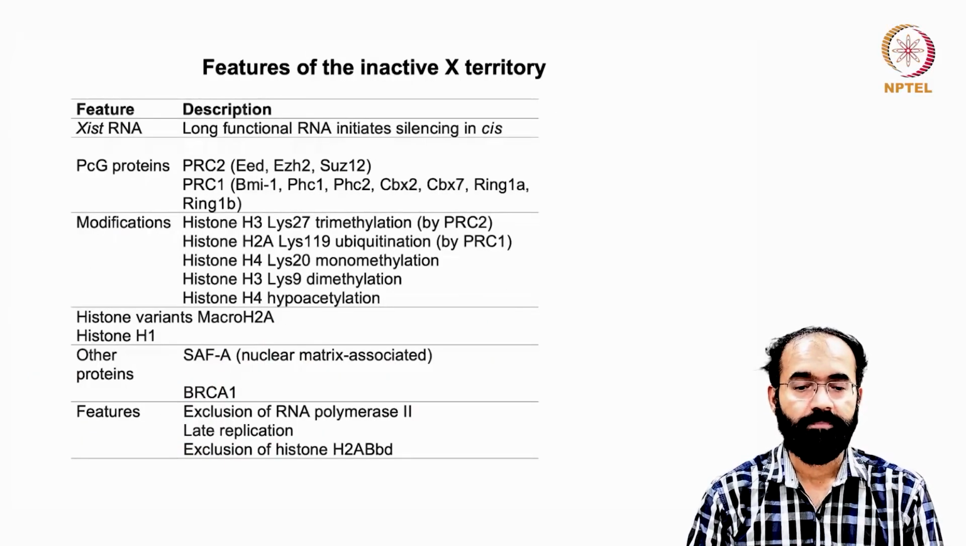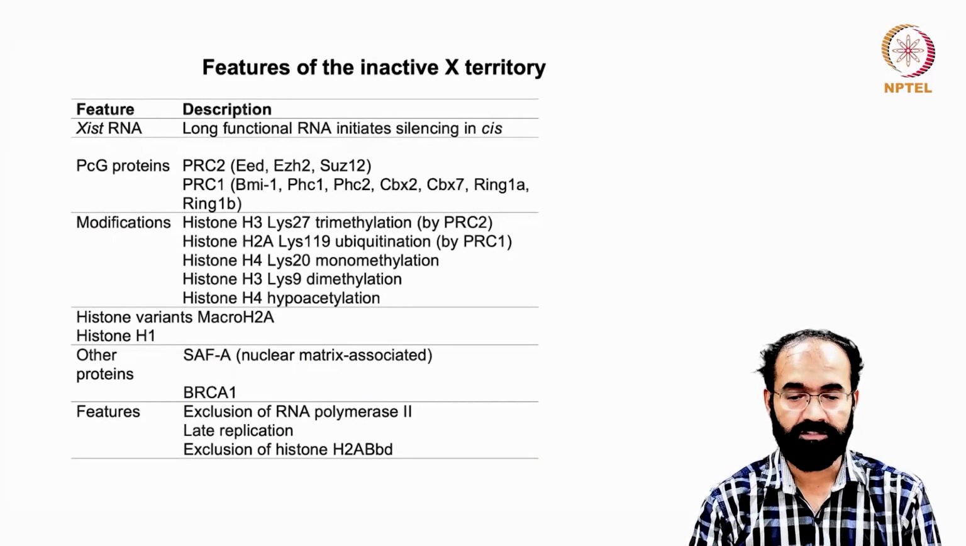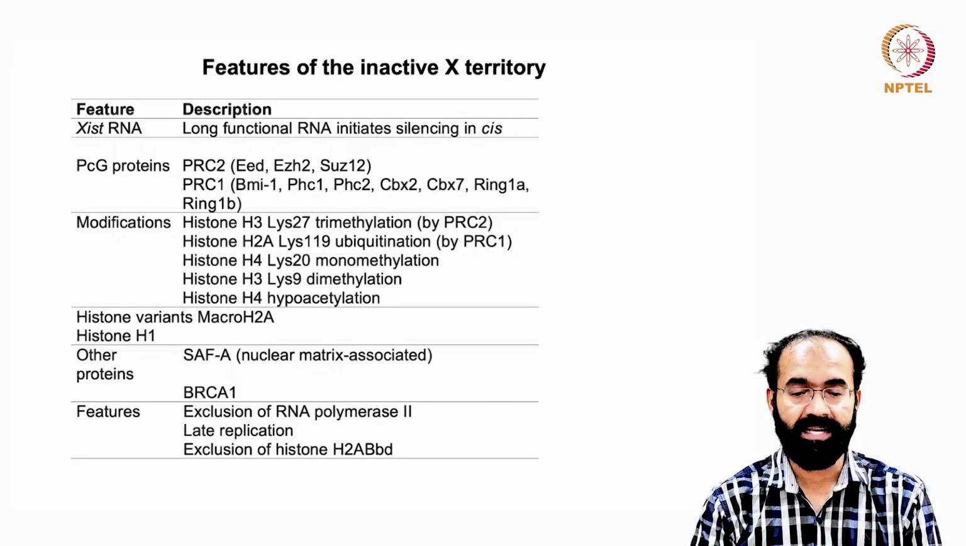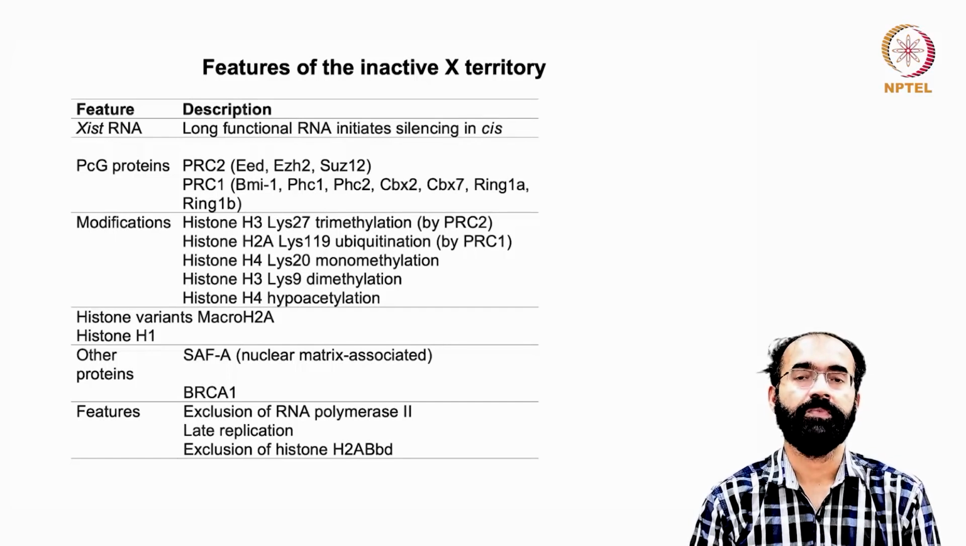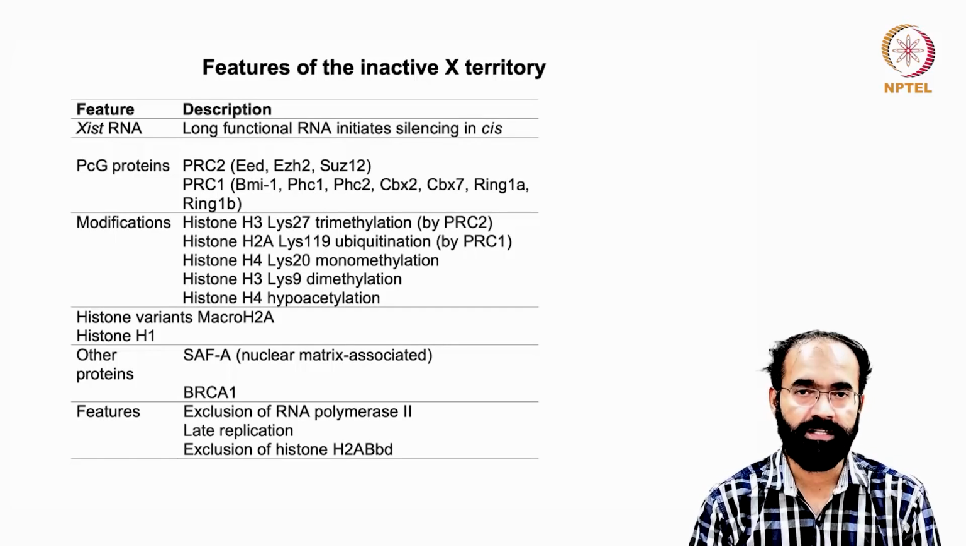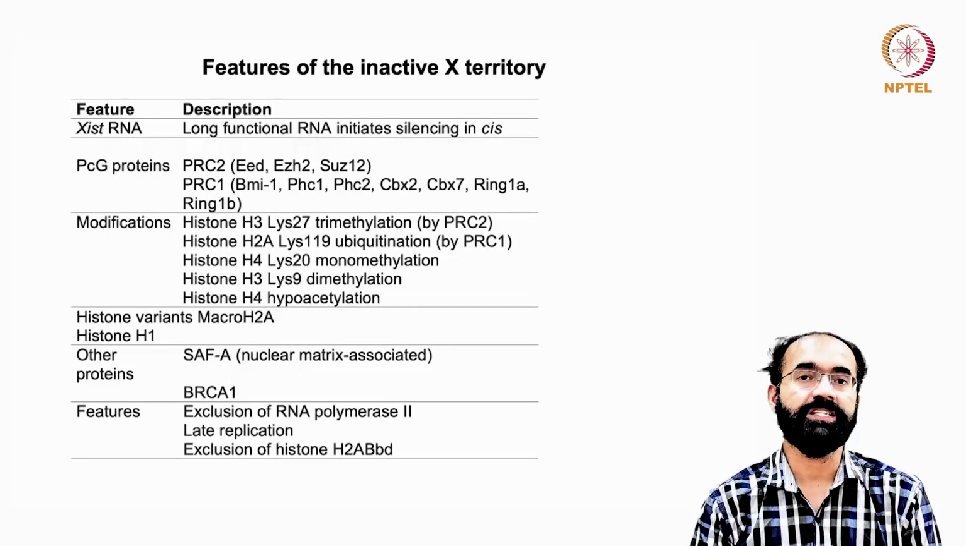So let us see what the main features of the inactive X chromosome or inactive X territory are. The first feature is XIST RNA itself. It's a long functional RNA that initiates silencing in cis. We have used the words cis and trans. The easiest way of understanding cis is within the same chromosome, the same gene, the same vicinity. If it is in a distant place, that is called trans.